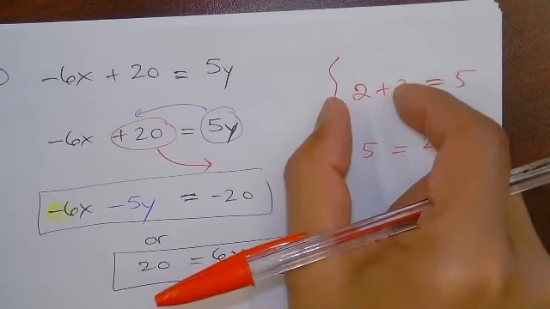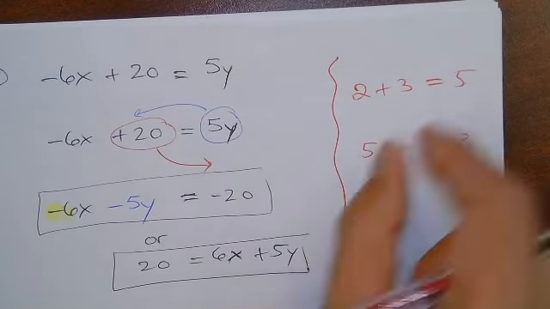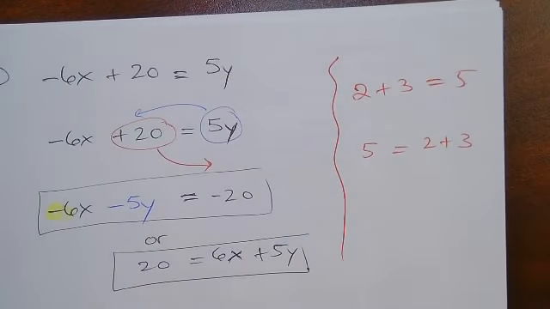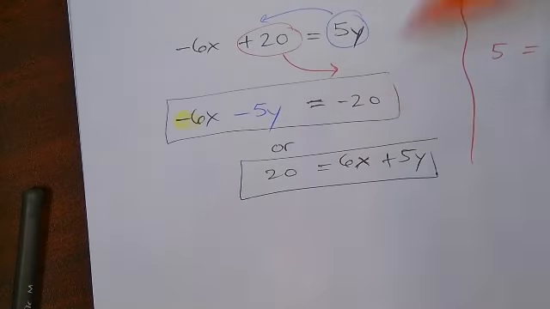Did I move the 2 and move it to that side and make it negative? No. I just took this side and put it over here on the left, and put the one on the right. I put this on the right, I put it on the left. It's the same thing. That's what's happening here, okay?